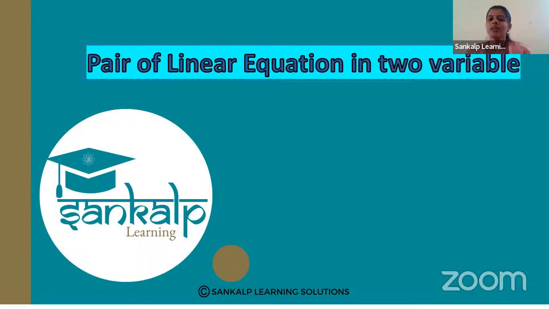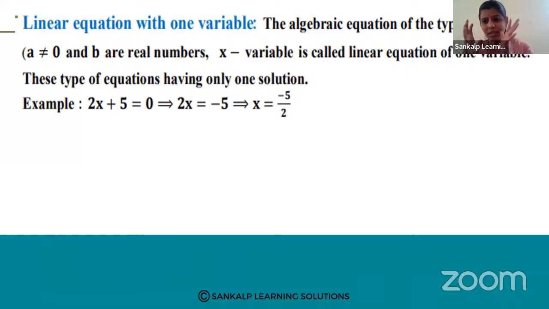So, next. Pair of linear equations. Our topic name is the pair of linear equations in two variables, right? So a linear equation, along with the linear equation, it contains two variables. That means linear equation with two variables, and if there are two such equations, then we call it a pair of linear equations. Yes.